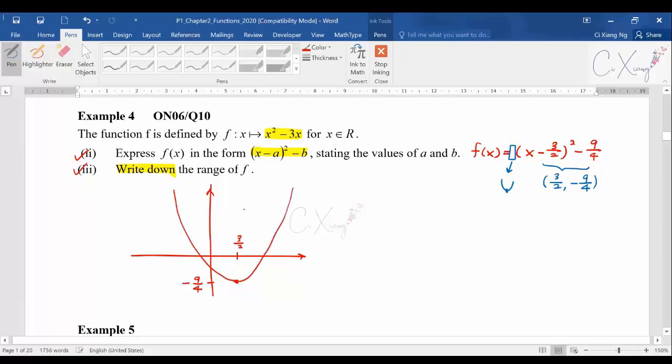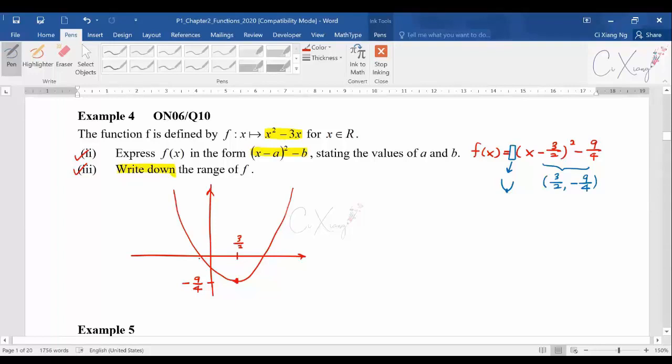But of course, the graph that I'm sketching here might not be very accurate because I didn't check what my y and x intercepts are. So I just simply draw. I know that it is a U shape and the minimum coordinate will be 3 over 2 and negative 9 over 4. If you want the graph to be more accurate or nicer, then you can also try to find the x and y intercepts.